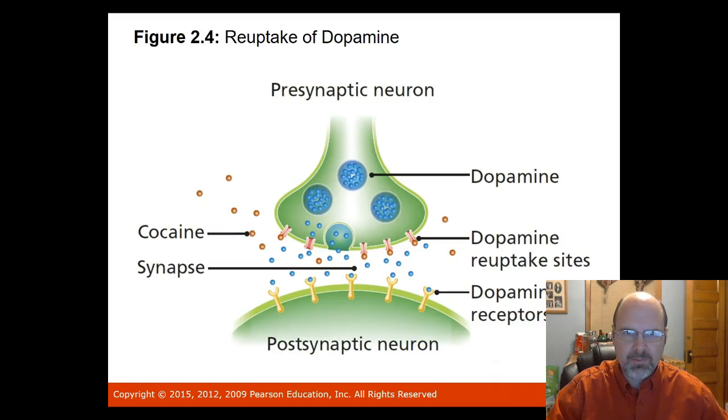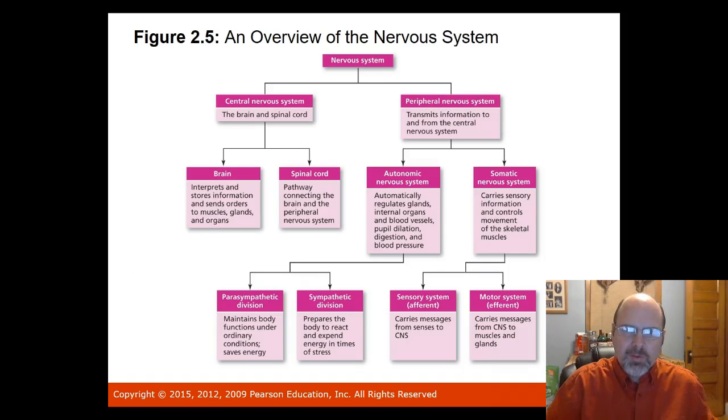So here shows the process of the reuptake of dopamine. After the synaptic process, these chemicals need to be taken up, or an enzyme is released to get rid of those extra amounts of dopamine. This shows how cocaine blocks the dopamine reuptake sites, and so the dopamine is allowed in the synapse for a lot longer time. So, overview of the nervous system.